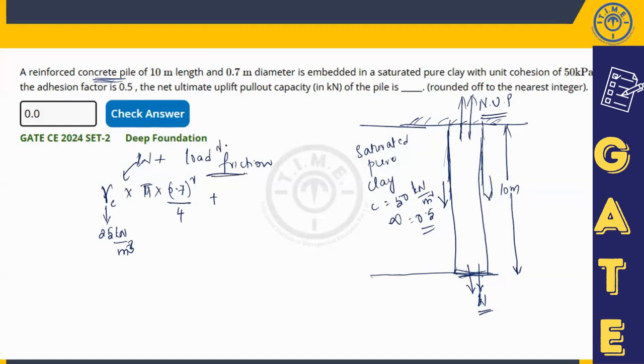Load due to side friction, that is alpha c bar As. As is pi d L. Alpha is the adhesion factor 0.5. C bar is 50, into As, which is pi into d, the diameter 0.7, into L, your 10 length. What is the answer for alpha c bar As? How much is it?